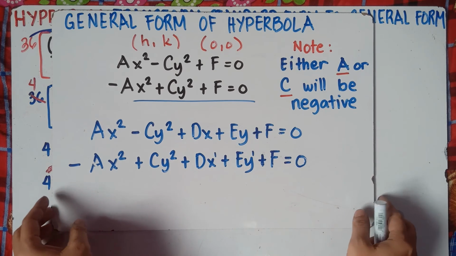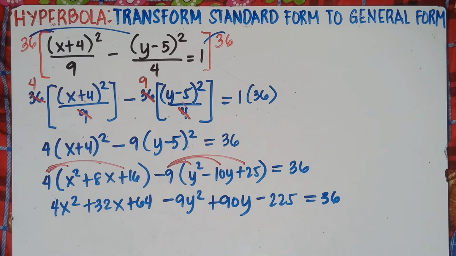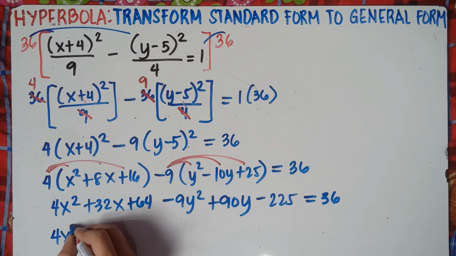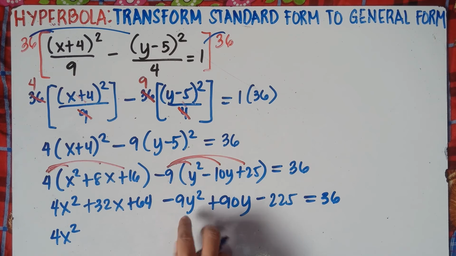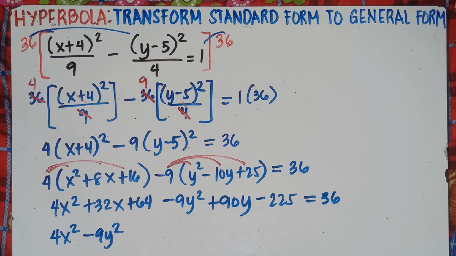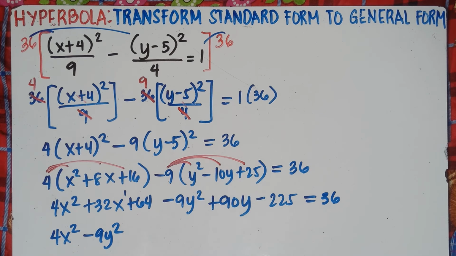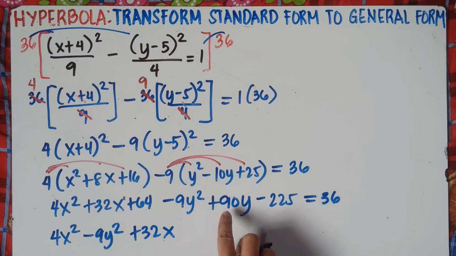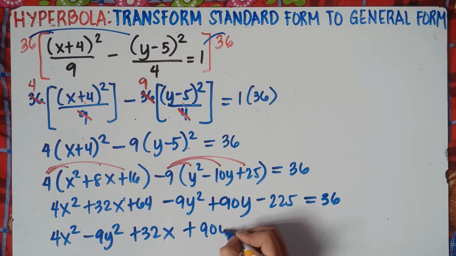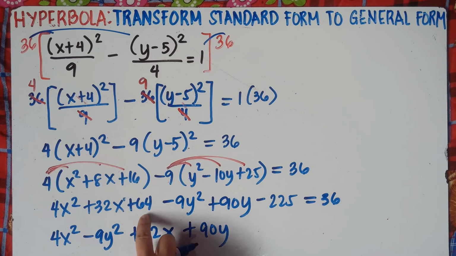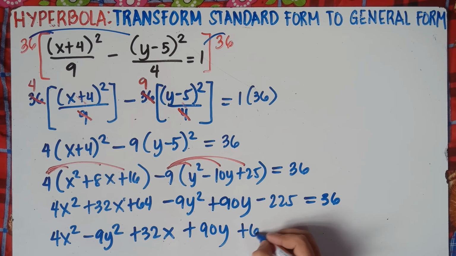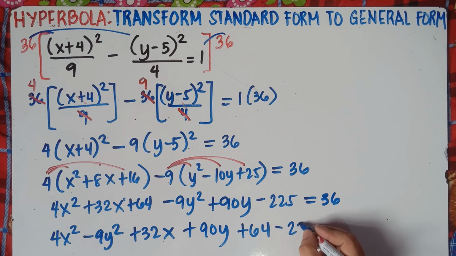Okay, let's arrange. X squared comes first, and then y squared. So we have 4x squared, then negative 9y squared. Next will be x, with exponent of 1. If we don't see any exponent for the variable, it's understood to be 1. So we have positive 32x. Then positive 90y. Then the numbers, we have positive 64, minus 225.